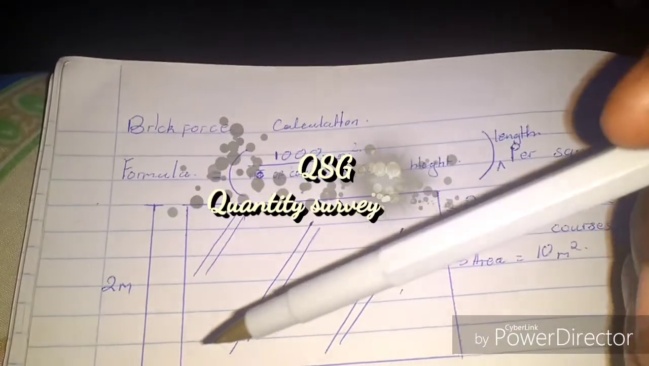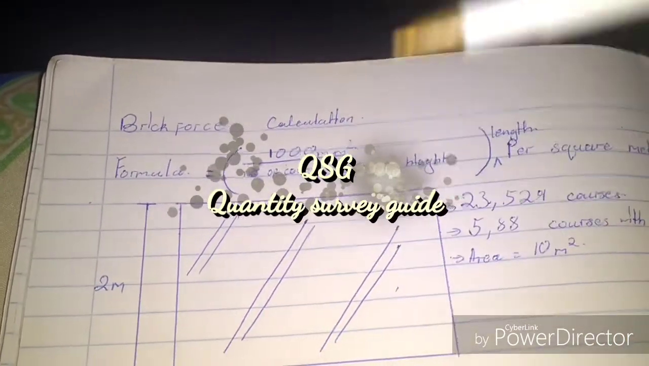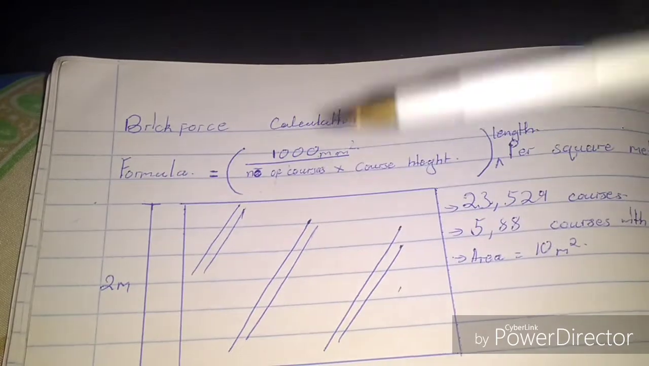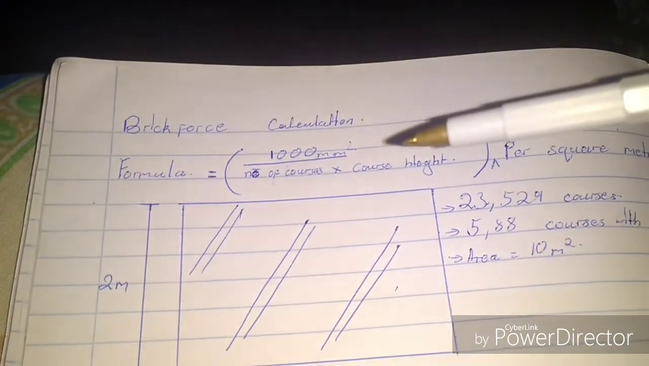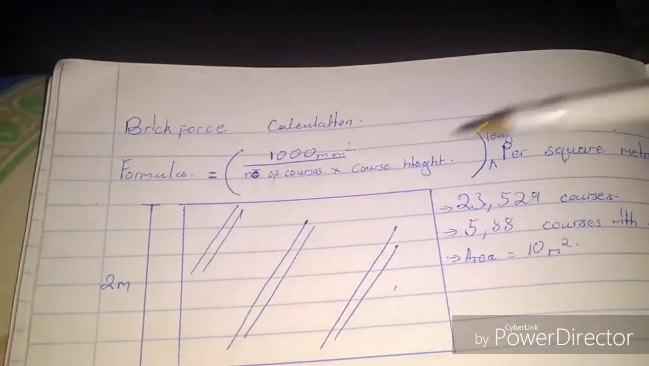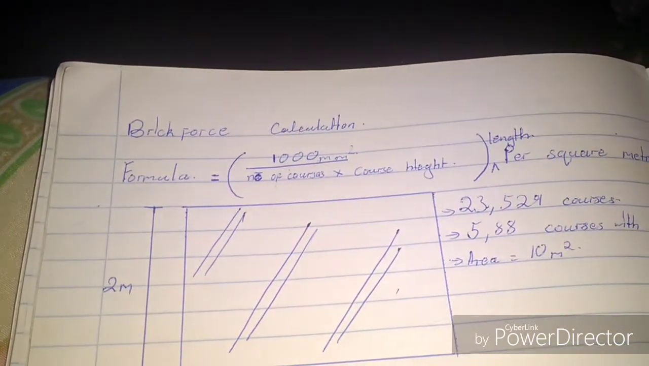Guys, this is QSG. Today I'm going to show you how to calculate brick force using this formula. So this is the formula for brick force. It's 1000 square millimeters over number of courses times course height.